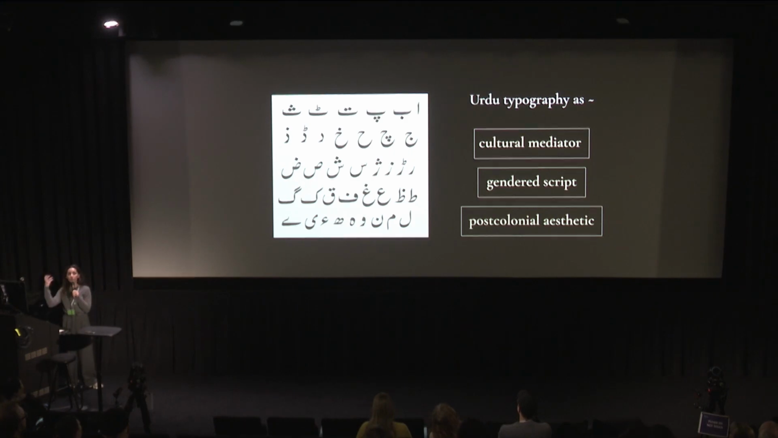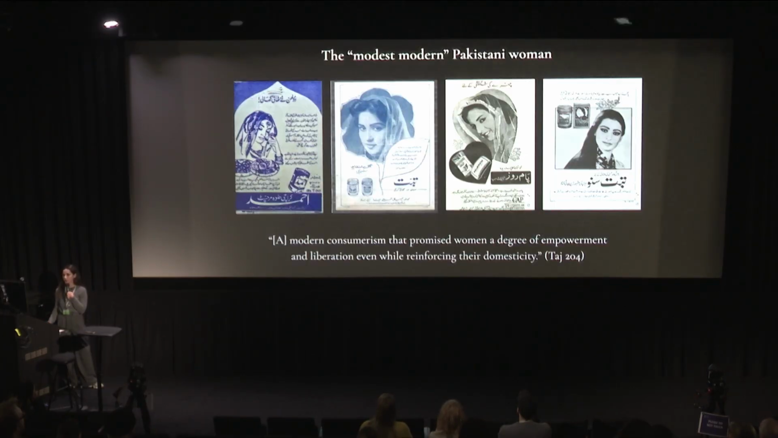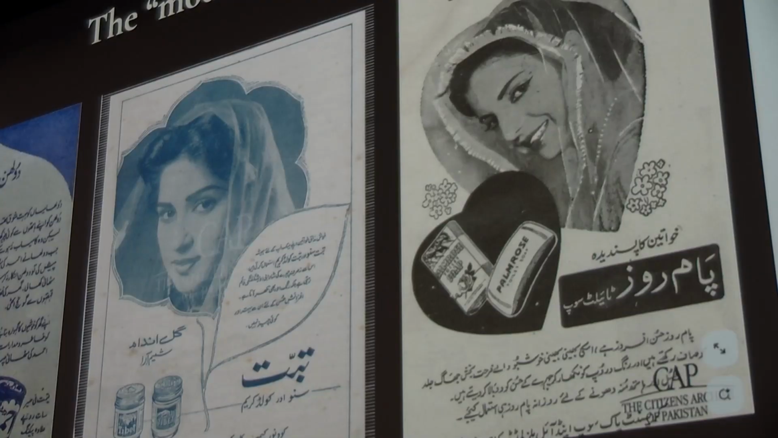Its softness, curves, ornamentation mirror the ideals of this new post-colonial woman in a newly formed Pakistan, who's graceful, modest, modern, yet contained. And this is where we really see Urdu's role as a post-colonial aesthetic form, where its visual status as the bride of calligraphy masks its ideological power. So as Taj writes once again, these ads cultivate a modern consumerism that promised women a degree of empowerment and liberation, even while reinforcing their domesticity.